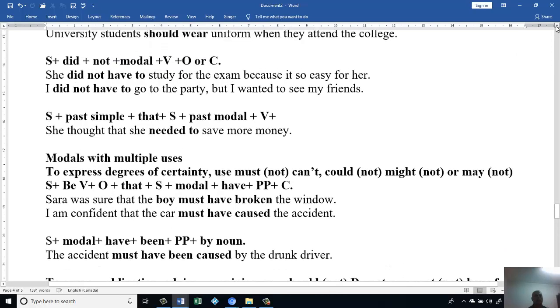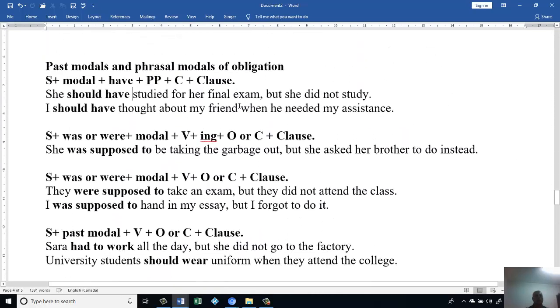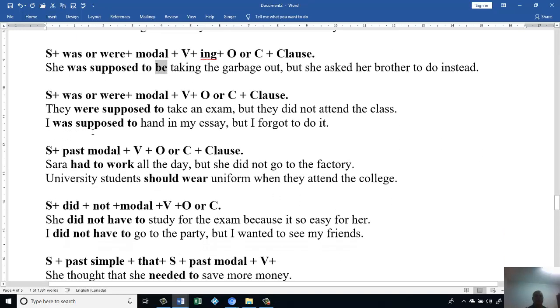For example, we could go here. She was supposed to be taking the garbage out, but she asked her brother to do it instead. If we look here, we have was as the be verb in the past, then we have the modal, used to, then we have the root of the verb be. Okay, and then let's say one more time how we make a modal in the past.